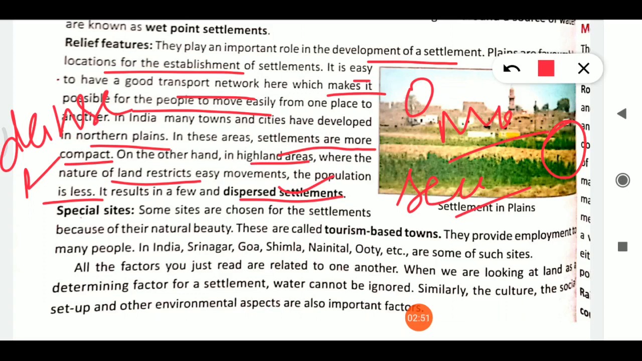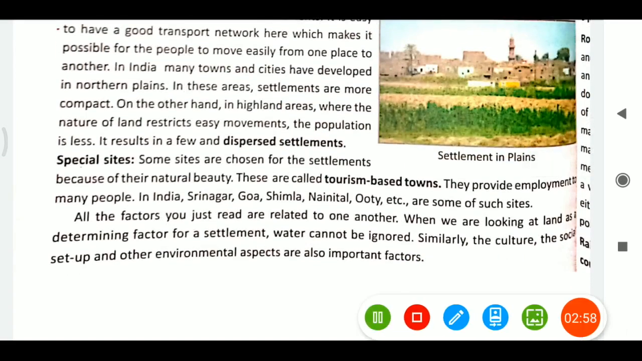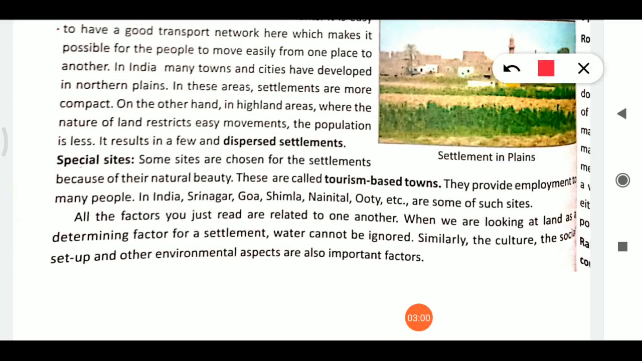And then after, we have special sites. So what are the special sites for these civilizations? Some sites are chosen for settlements because of their natural beauty. These settlements are called tourism based towns. They provide employment to many people. If we talk about India, there are so many tourism based sites. For example, we have Srinagar, Goa, Simla, Nainital, Ooty, etc.